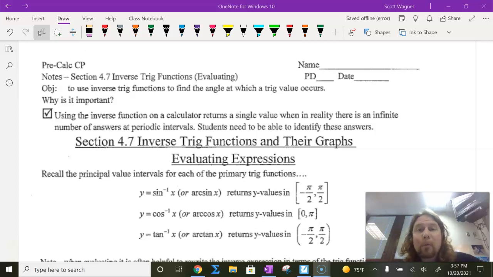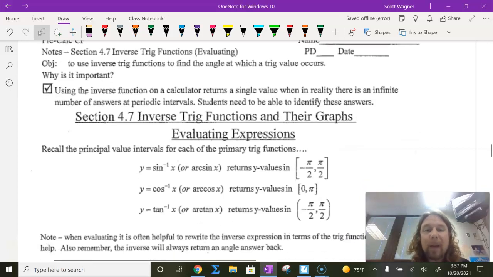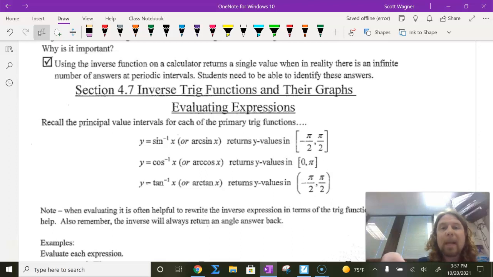What might help you today is to go back to the hand method, or to review maybe some of those 30, 60, 90 right triangles and 45, 45, 90 right triangles, because that concept is coming back today. All right, a little recall right here about our principal values, or those restricted domains.